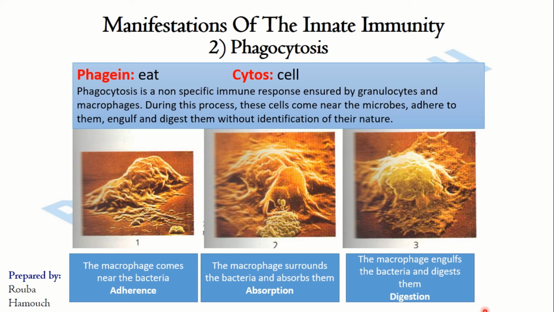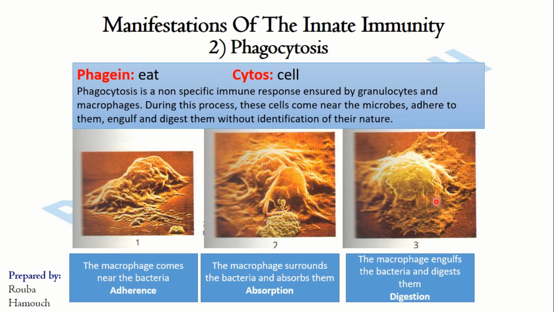In the third step, once the bacterium is inside the macrophage, it will be digested by lysosomes. Lysosomes secrete hydrolytic enzymes that can degrade the bacterium. Now, after digestion, three possible cases may appear. The first case: the bacterium is totally digested and its wastes are eliminated and the infection regresses.